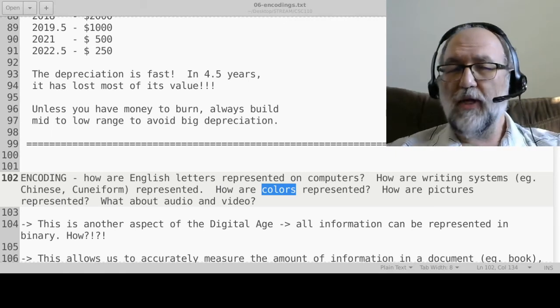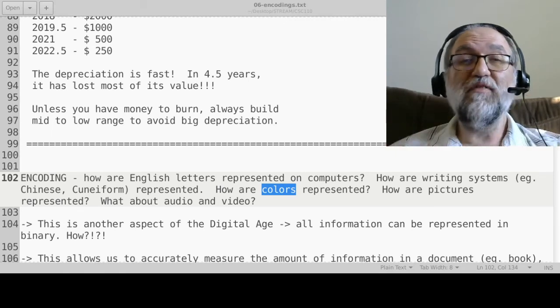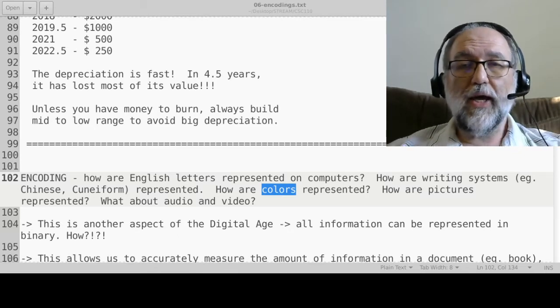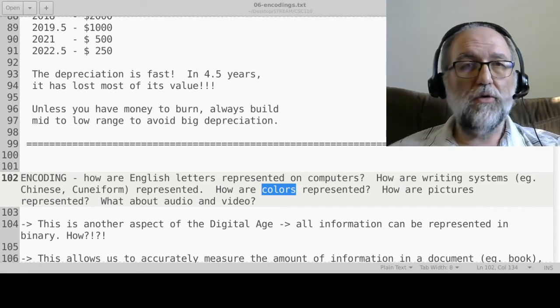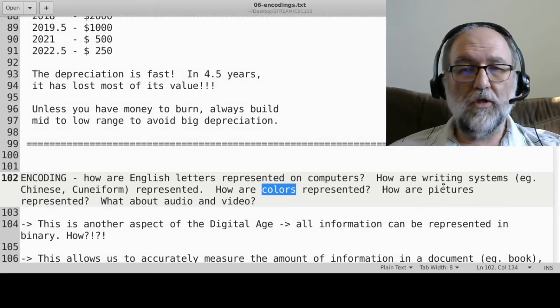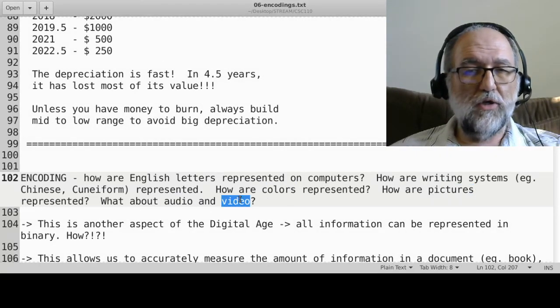And I'm not talking about just particular colors, I'm talking about all humanly visible colors. And yes, you can encode all humanly visible colors as a sequence of ones and zeros, and you go, how do you do that? And of course, once you can do colors, you can do pictures, and you can do audio, and you can do video.